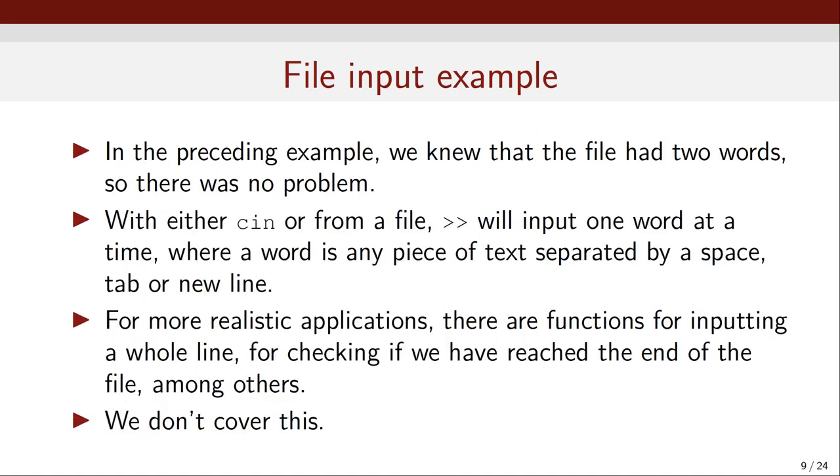Now, this was a very elementary example. For example, we knew that the file had just two words, so there was no problem. When I use cin or these angle brackets, that will input one word at a time, where a word is any piece of text separated by a space, or a tab, or a new line. There are, of course, more realistic applications, and in general there are functions for inputting a whole line, for checking if we have reached the end of the file, and so on. We are not going to cover this in this video.